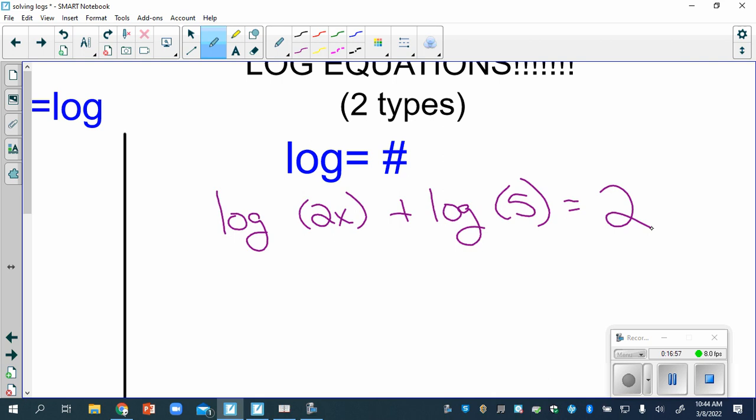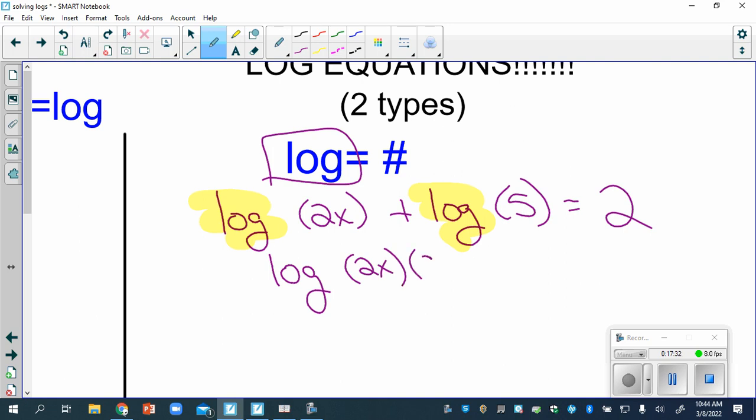So here's what we're going to do. This is a log equals number. We're going to rewrite it, but the problem is I only want one log on this side. Just one log. And I have way too many logs going on there. So I have to squish it first. Are you guys cool with that? So here we go. Let's do our squishing. Log 2x times 5 equals 2. Did I lose anybody?